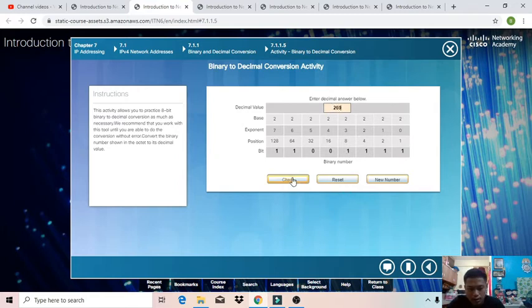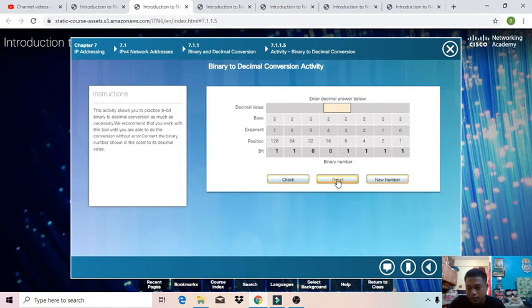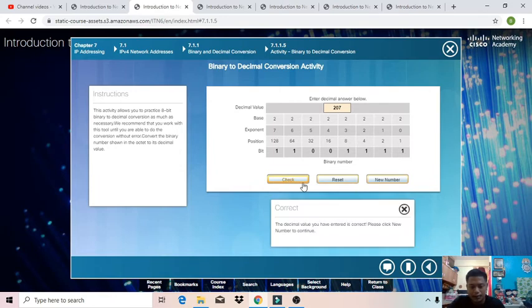Check. Why is it not correct? Let's try again. One plus 2 plus 4 plus 8 plus 64 plus 128. It's 207. Let's check. Oh, it's correct.